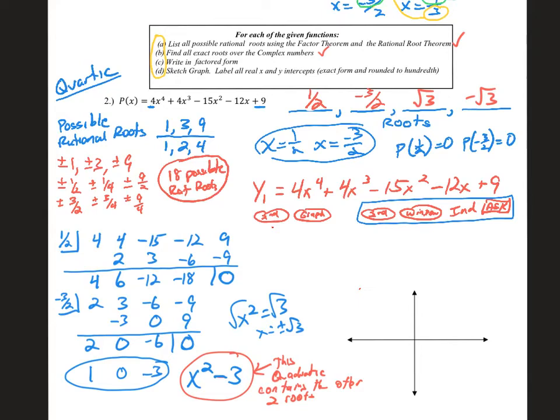And write in factored form. Okay, so we haven't done that yet. So let's throw that in here. Writing it in factored form, we just need to take those roots and write them as factors. So the x squared minus 3, and then the root of 1/2, that's 2x minus 1. And the root of negative 3 over 2 would be 2x plus 3. And so this is our polynomial in factored form.